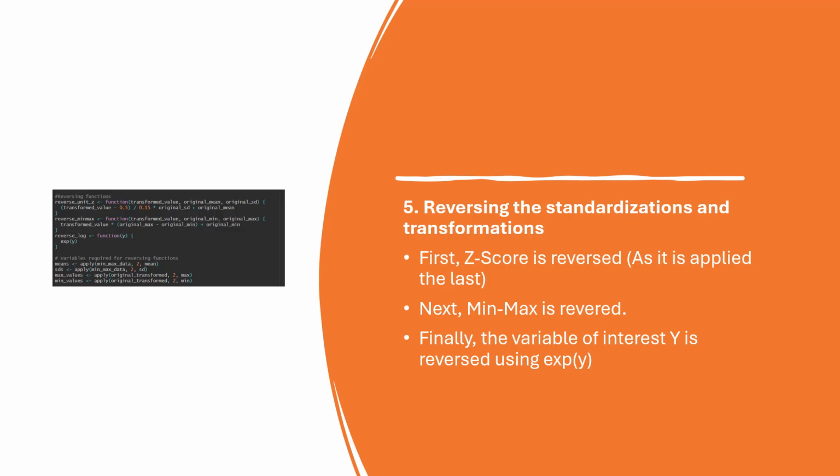So now, here is the code. Reversing the standardization and transformation: the z-score is reversed as it was applied last. Next, the min-max is also reversed. Finally, the variable of interest, which is the y, is reversed using the exponential of y. Next slide.